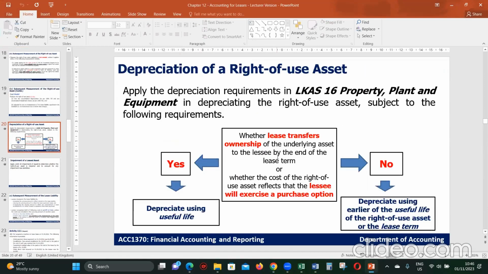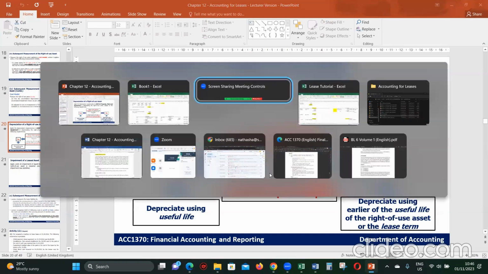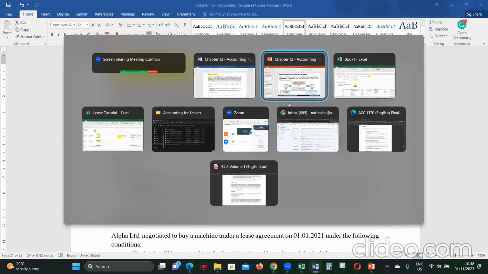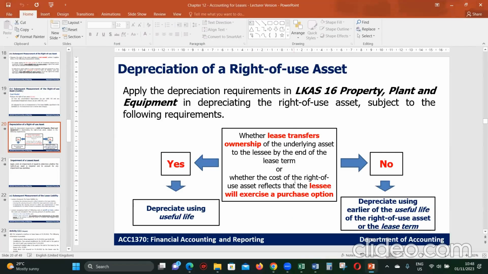Slide number 20. Whether the lease transfers ownership of the underlying asset to the lessee by the end of the period. Now tell me, by looking at the question, what happens? This says, after the end of the primary period, the lessee has the right to extend the lease indefinitely on payment of a nominal annual rental. And also, the second condition: whether the cost of the right of use asset reflects that the lessee will exercise a purchase option as well.